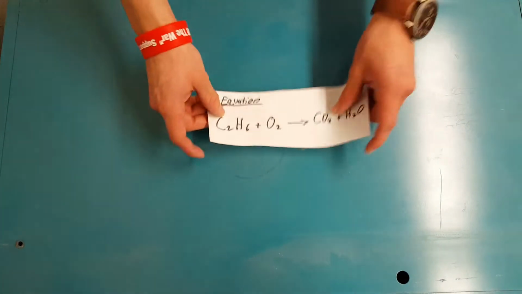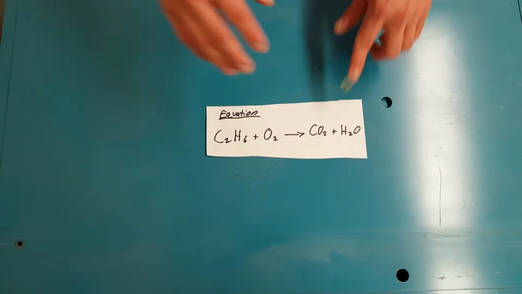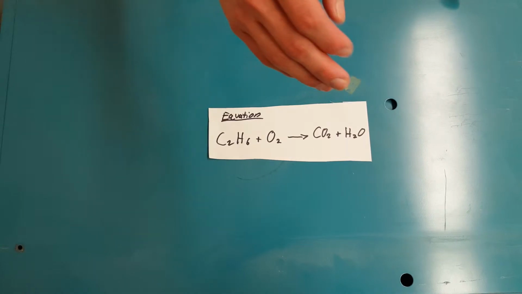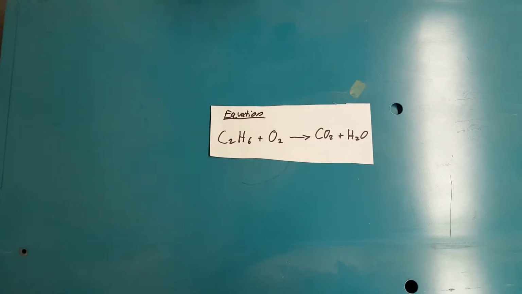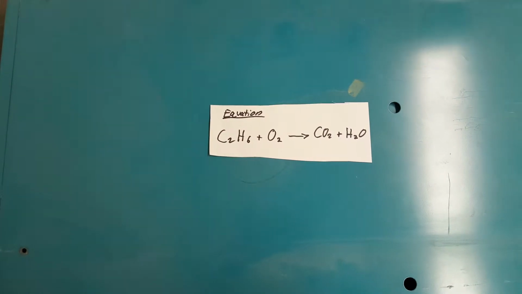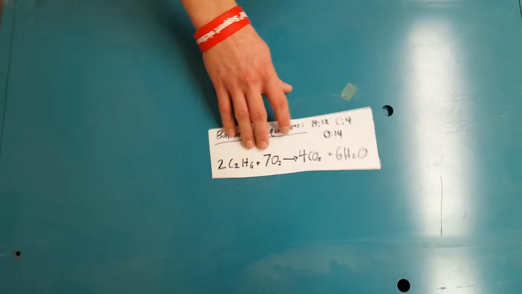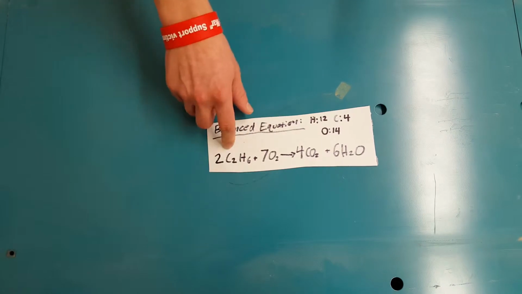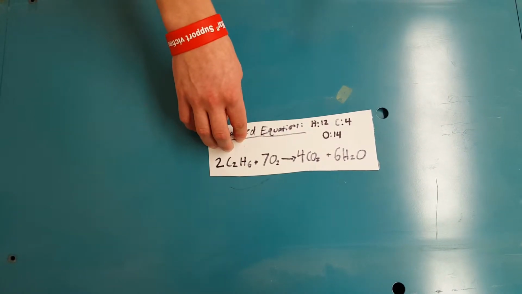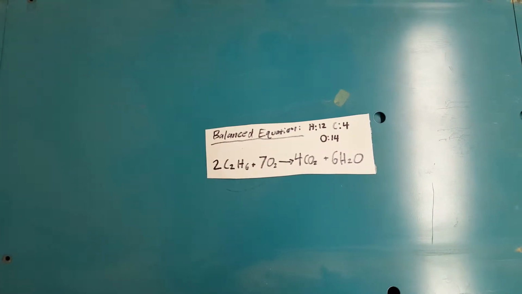So, first off, here's our equation set up. We have ethanol and dioxygen, those are the reactants, and then they produce carbon dioxide and water. However, this equation is not balanced. This is the balanced equation. Each side has 12 atoms of hydrogen, 14 atoms of oxygen, and 4 atoms of carbon.